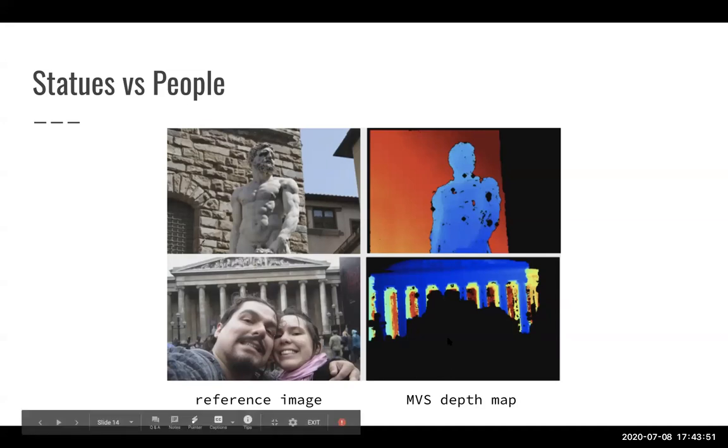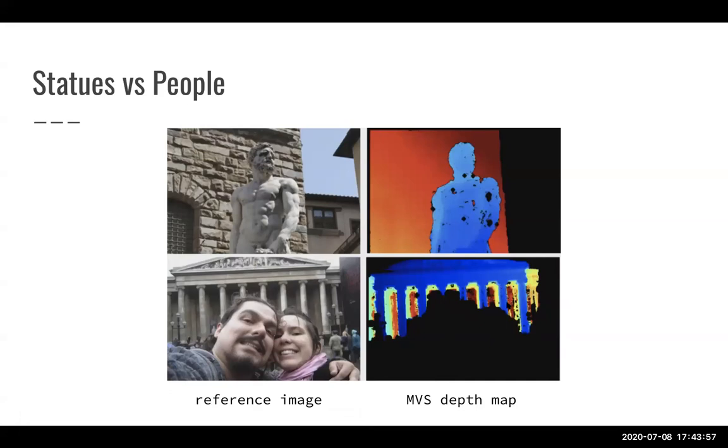So as you can see here, the MVS algorithm gets the building behind them. It just doesn't get the people. So if there was a way to get some data of stationary people from multiple views, that would be great. And that is actually the Mannequin data set.